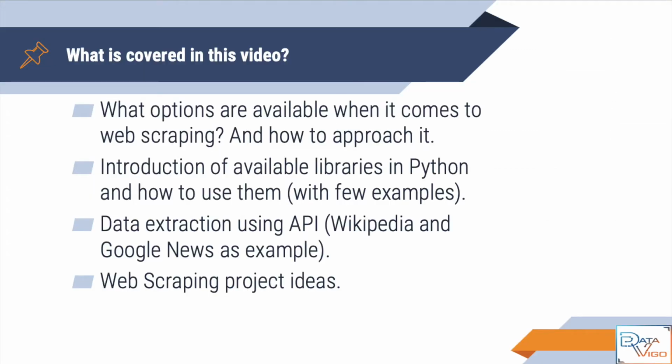So, what is covered in this video? First of all, what options are available when it comes to web scraping and how to approach it. I will introduce you to some libraries in Python that are used for web scraping and give you a few examples of code. Then I will switch to data extraction using APIs, and I will show you two APIs, one of them Wikipedia and the other Google News as an example. And finally, I will give you some project ideas for web scraping and its application in the real world.